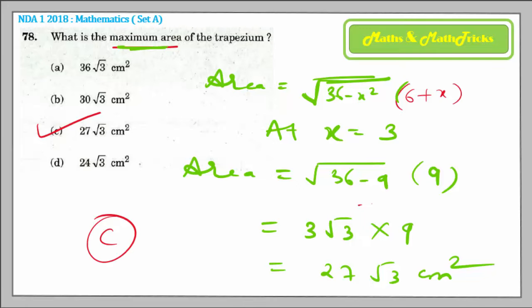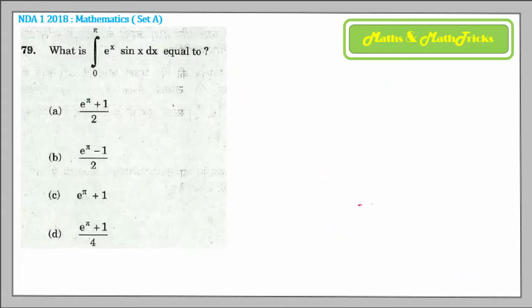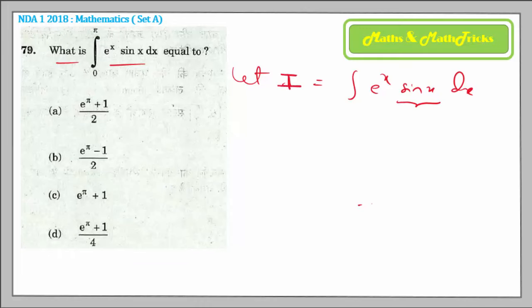Got it? Moving on to the next question, number 79, and here we have to evaluate the integral. Definite integration this question is from. So first of all, let us talk about the integral. So let's say I is equal to integral e power x sin x. You can use the by-parts rule, right? I cannot give the e power x to the function u. I have to choose sin x as the u function because it will regenerate again in the process. So I will get this I back.